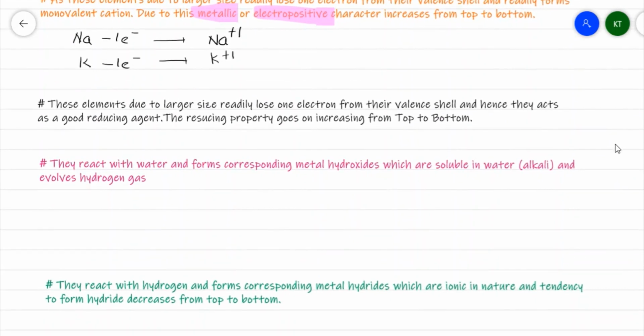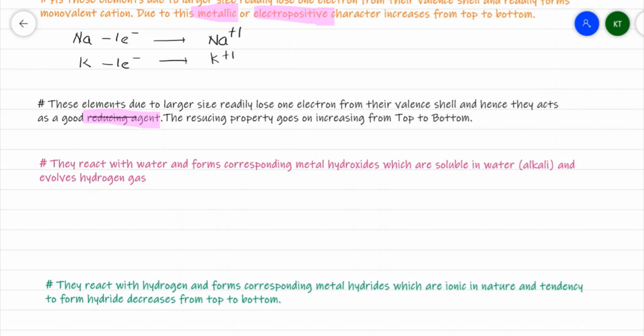Because of their larger size, they lose their valence electron very readily. That's why they act as good reducing agents. So what is a reducing agent? A reducing agent is that substance which itself undergoes oxidation. As you observe, these elements readily undergo oxidation. That's why they act as good reducing agents. The reactivity also goes on increasing from top to bottom because size goes on increasing.